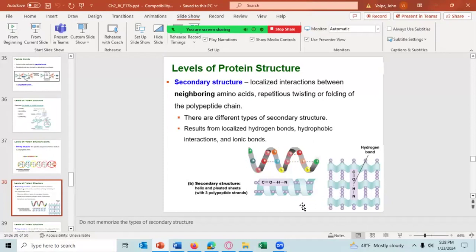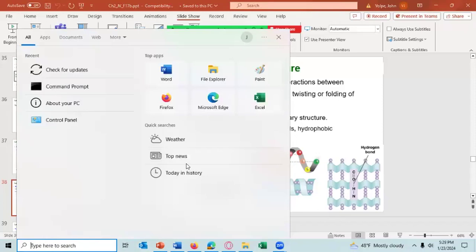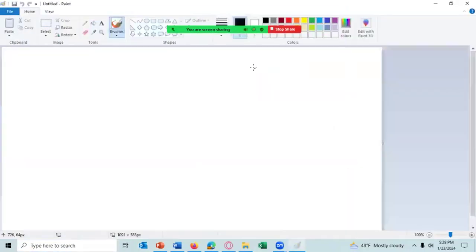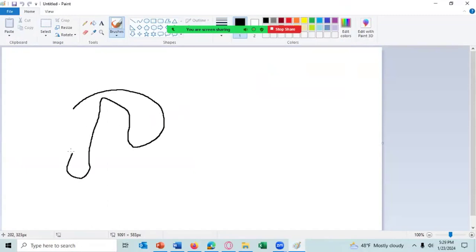And then there's the random coil, and let me just go ahead and draw out the random coil. Try and find paint. The random coil is where the protein just randomly takes on a shape. Let's make that come out a little further.